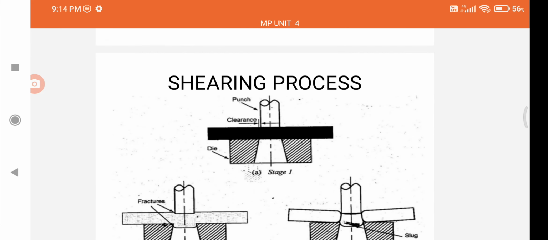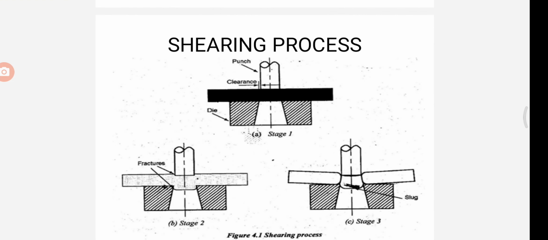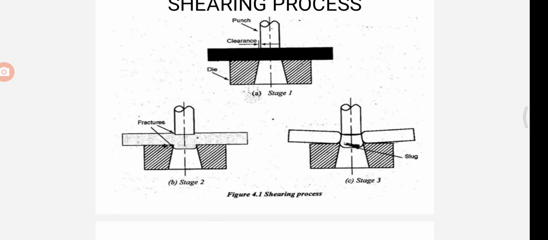In the shearing process, you can see the punch. There is a clearance between the punch and die, and there is a workpiece. These are stage 1, stage 2 and stage 3. In stage 1, the workpiece is kept between the die and punch. In stage 2, when we apply a force to the punch, there will be some deformation in the workpiece. In the final stage, stage 3, we can see it is fully completed.